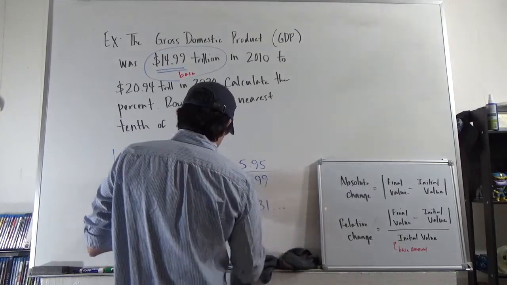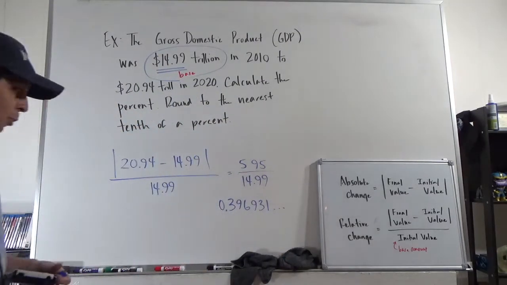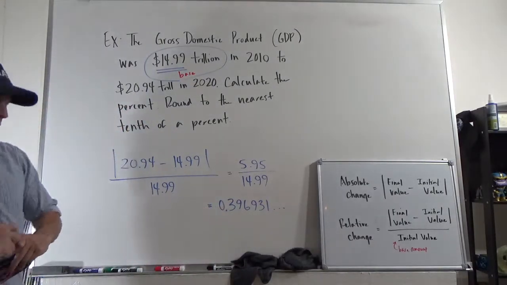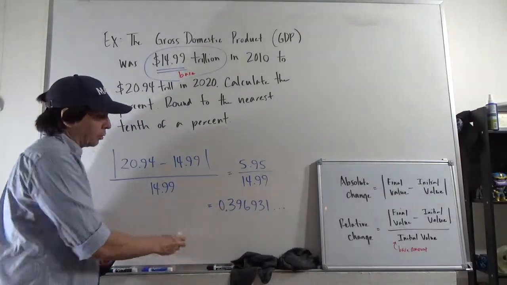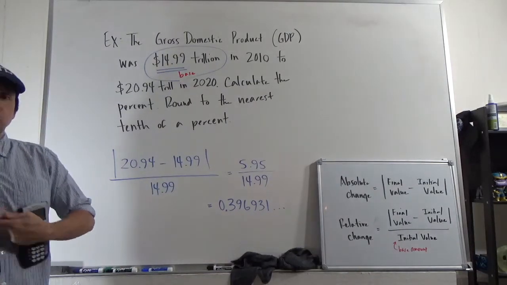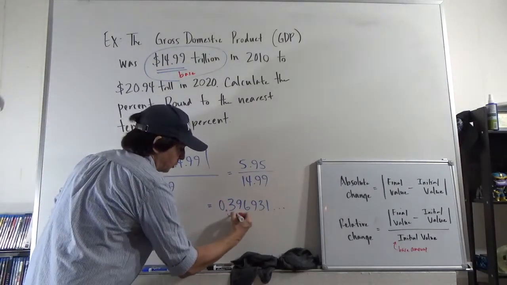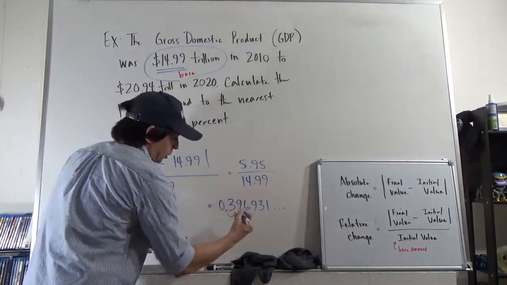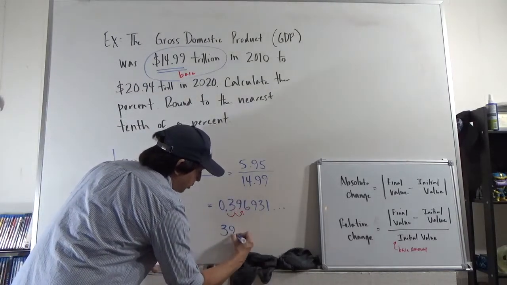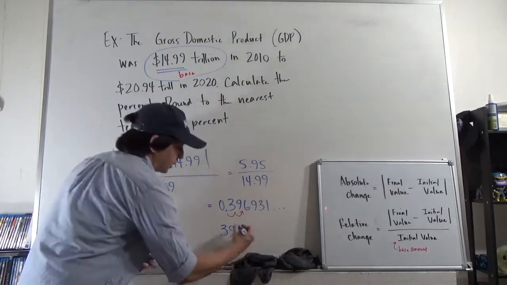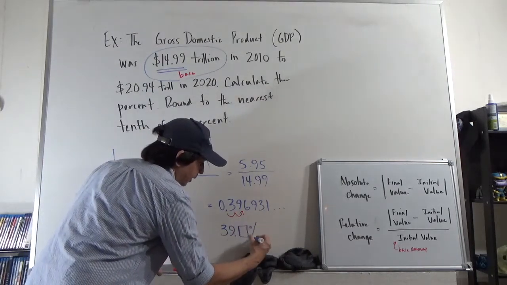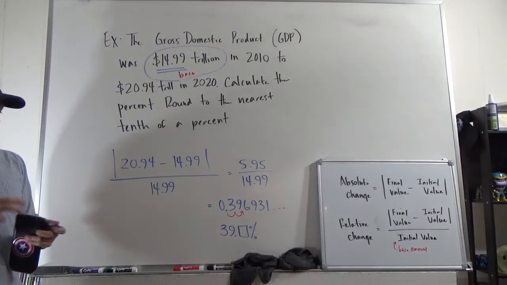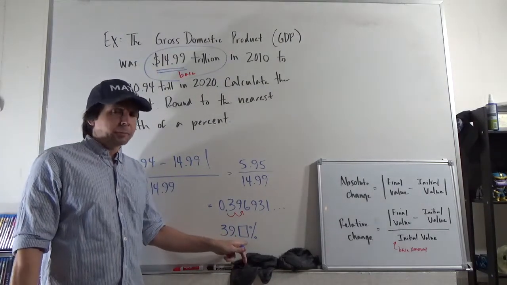0.396931, a bunch of other digits that I don't care about, but I do want to keep quite a number of them because I want to recover rounding to the nearest tenth of a percent. So we're going to convert it to a percent. 2 places. Decimal moves there, so it's going to be 39 point something percent. The tenth place for the percent is going to be right there. So my answer will look like that. 39 point something percent when I round to the tenth place of the percent.